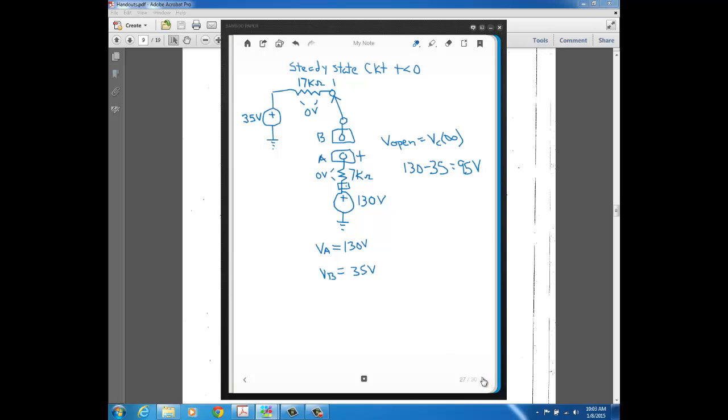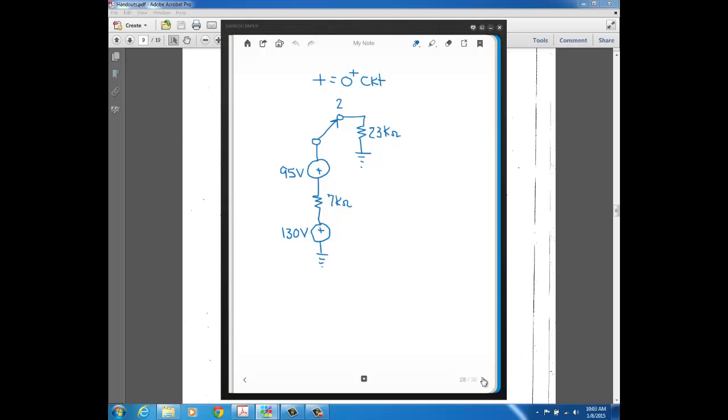When the switch is changed from position 1 to position 2, this is our initial condition circuit to find this current. We want to find the current through the 23k ohm resistor at this time. As we talked about before, when you have a charged capacitor, we represent it at the initial condition as a voltage source of whatever voltage it charged up to. So this 95 volt source is the capacitor that we found the voltage for a moment ago.